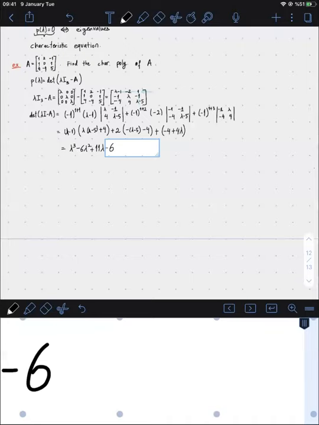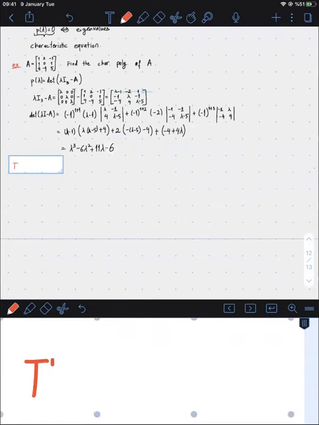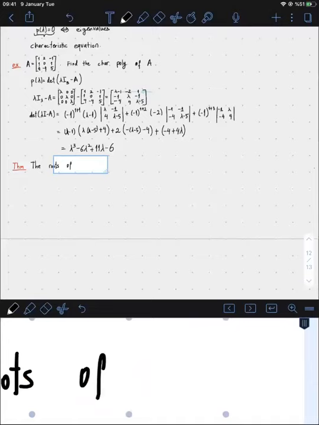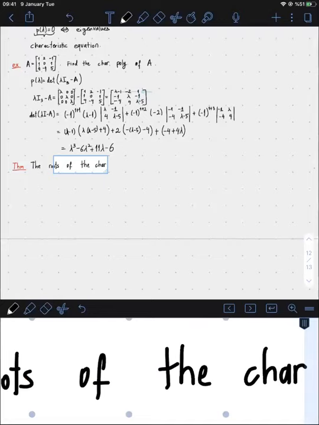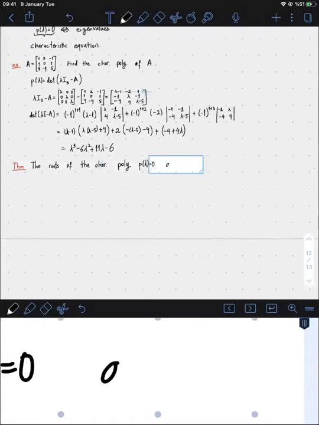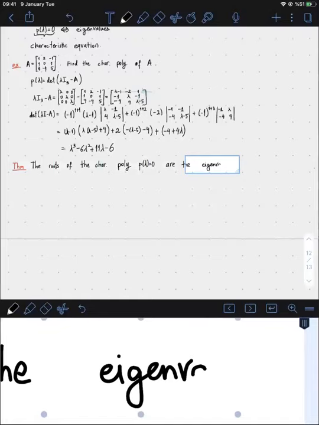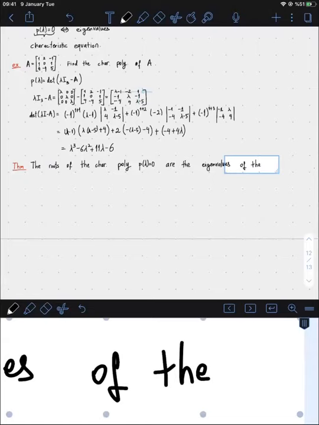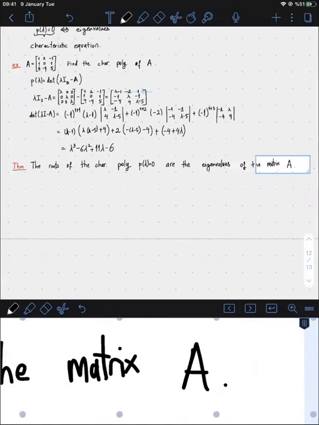Let's write this as a theorem. The roots of the characteristic polynomial p of lambda equals 0 are the eigenvalues of the matrix A. Good.